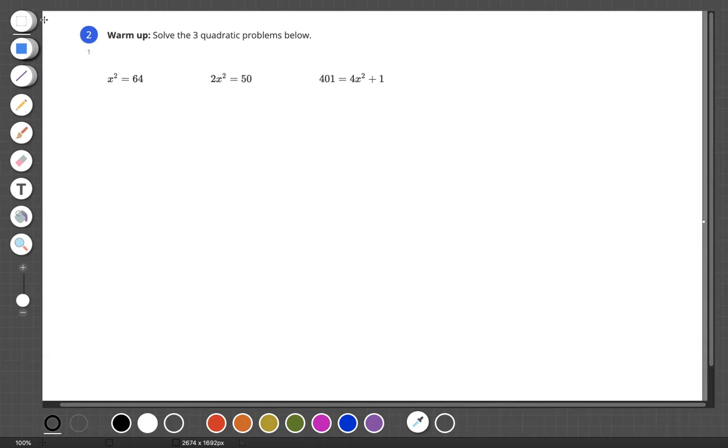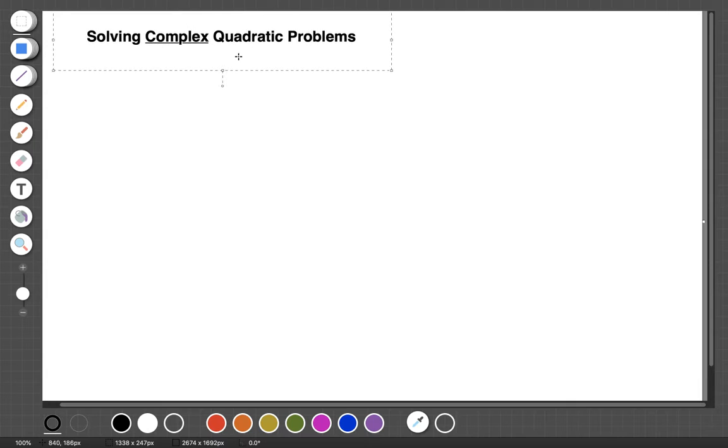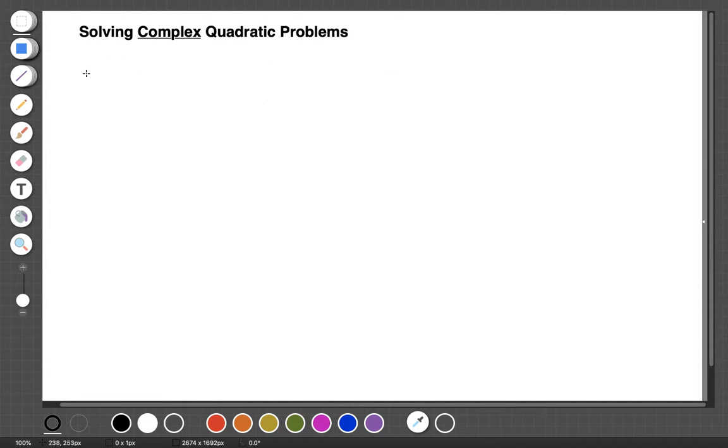So now I want to talk about complex quadratic problems. So what is a complex? Now again, these words simple, complex, I made those up. There is no such thing as a complex quadratic problem, but I wanted to differentiate them because they are different. So let me give you one. Let's say x squared plus 4x equals 9. Okay, that is a complex quadratic problem because it has an x squared and it has an x.